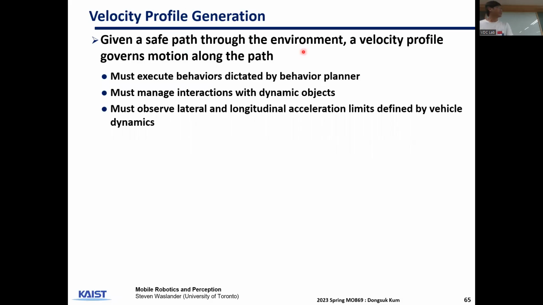Things to consider for velocity profile generation are that you need to execute the behaviors. You must follow the behaviors dictated by the behavior planner. You also need to manage interactions between dynamic objects, and observe lateral and longitudinal acceleration limits defined by vehicle dynamics.